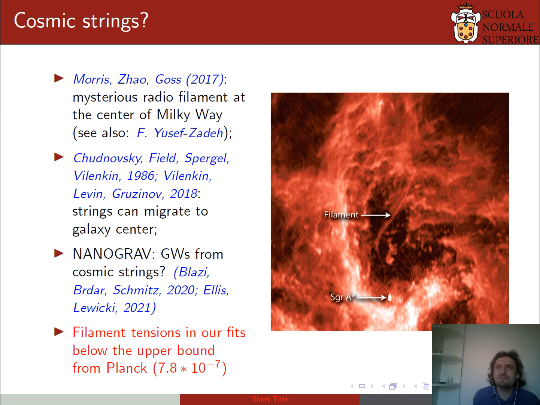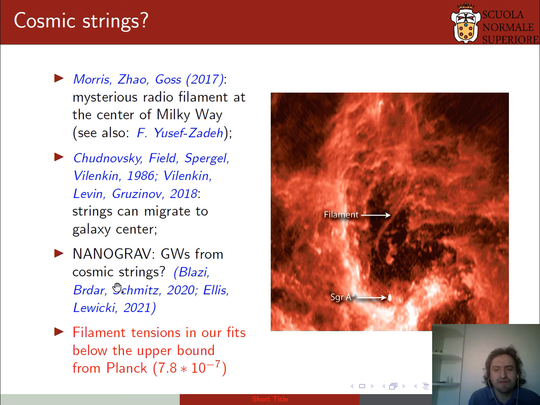It has been predicted by theorists that if cosmic strings formed in the early universe, they are expected to migrate to the centers of galaxies. One filament-type object was also observed at the center of our own galaxy, the Milky Way. It has been interpreted as either a black hole, jet, or a cosmic string.